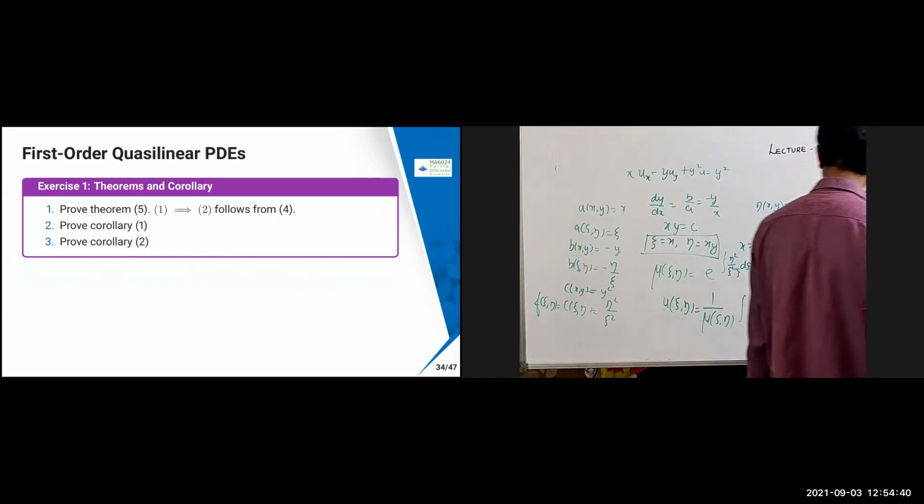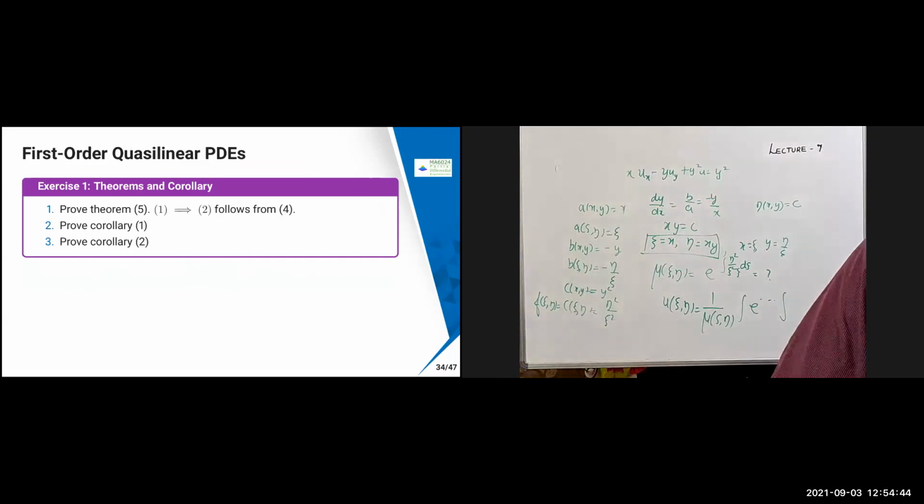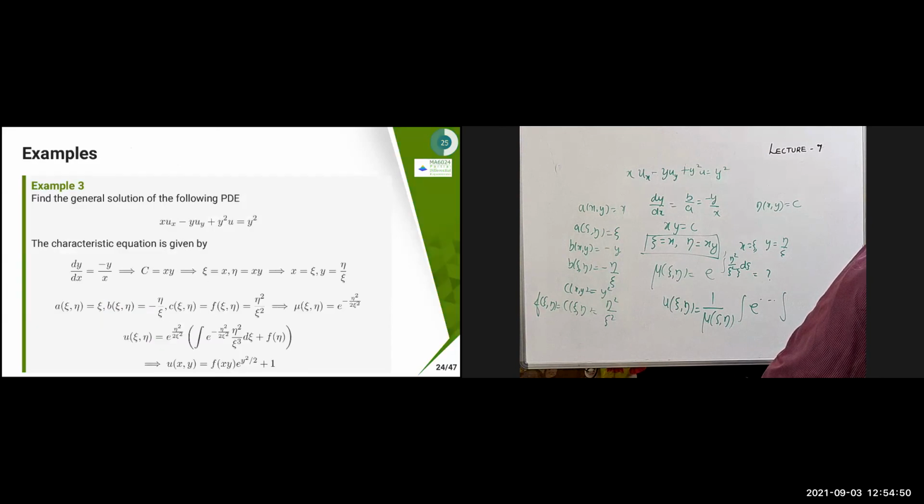Any questions? Just verify whether the examples which I have written are correct or not. There may be some plus or minus mistakes. Just check it.